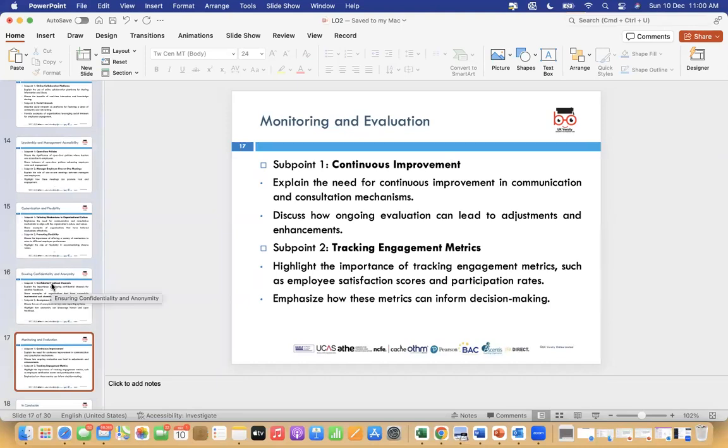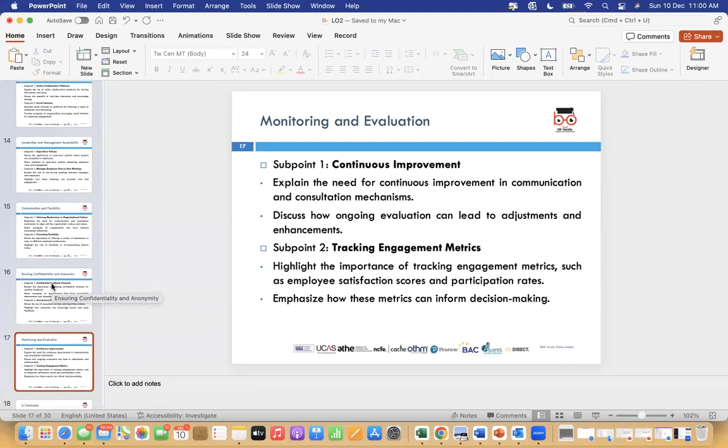And then tracking engagement metrics. So how can we see, for an associate who's working remotely or away from the office, are they actually engaging with the organization or not?